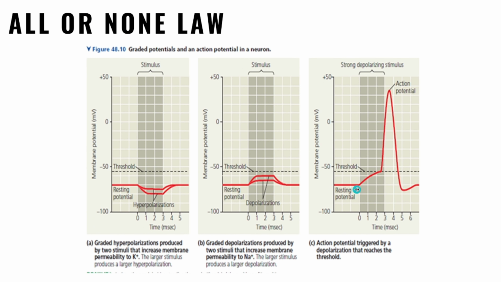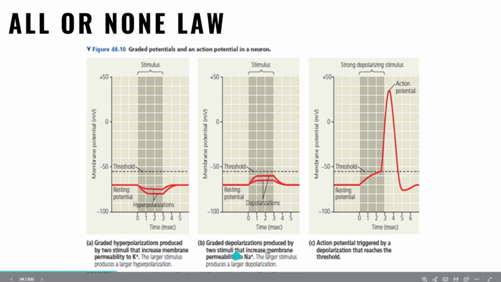So it is either all or none law. If you reach the threshold potential, no matter whether your stimulus is very high or low, your action potential is still the same. It is not that if your depolarizing power is very strong, your action potential will be very high. No, there is no such thing. So that's why it's called the all or none law. Even if it just reaches threshold, then it triggers. Even if the depolarizing power suddenly increases up to zero, they still trigger an action potential like this. So this is one type of characteristic.